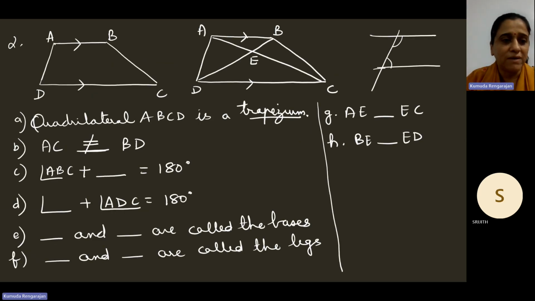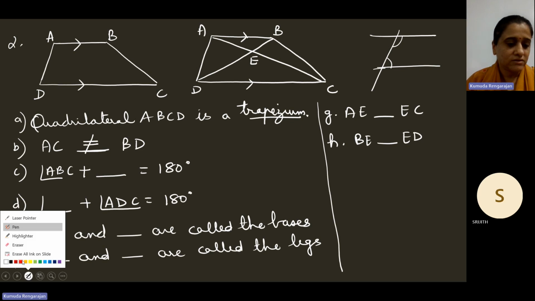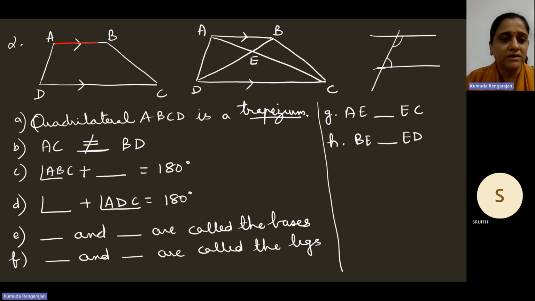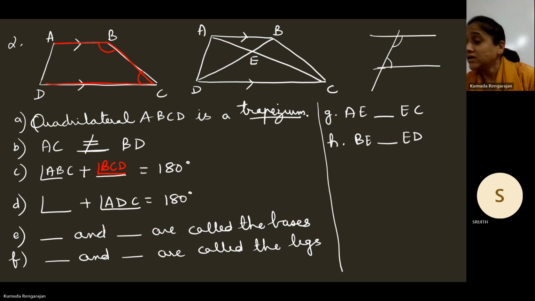So now look at the trapezium here. Can you see parallel line? I'll use a different color. Here, can you see parallel line, transversal, parallel line? Correct? So which are the angles? This one and this one. So angle ABC plus angle BCD is equal to 180. Why? Because co-interior angles are supplementary.